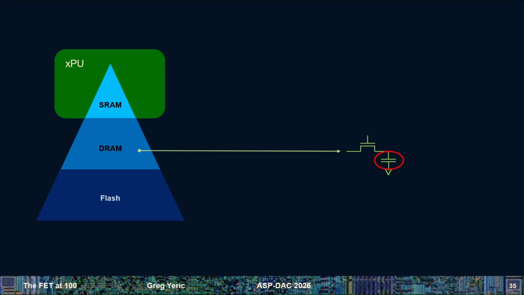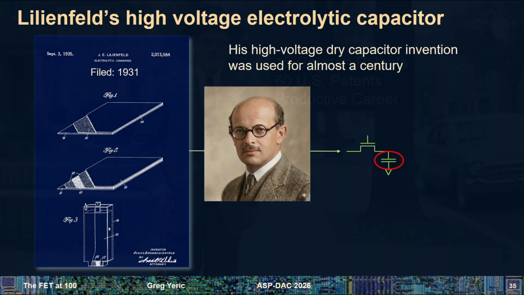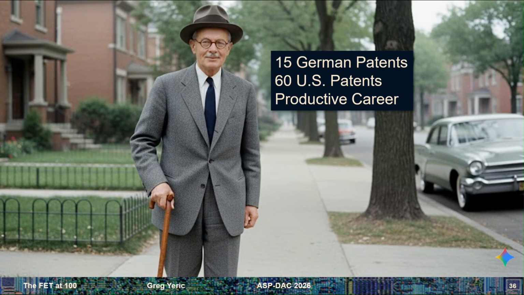And then the one other thing on this plot that's not a transistor is, okay, there's one thing Lilienfeld didn't influence. Actually, he invented the dry electrolytic capacitor, which was used for a century. We don't really use it anymore. I think there's some improvements, but for almost a century after his invention, it was used here. So very successful inventor. 60 patents, 15 German patents, had a productive career.